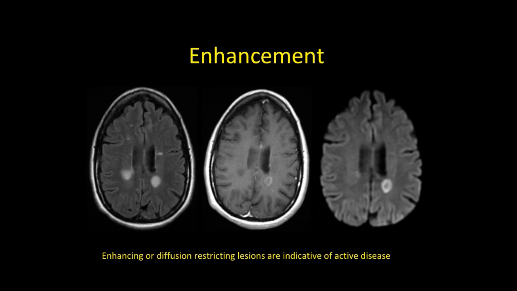Moving on to enhancement. So we know enhancing or diffusion restricting lesions are indicative of active disease. And in the FLAIR image on the left, there's several white matter lesions in this patient with MS. And then you could see one of the lesions is enhancing and diffusion restricting. So this would satisfy the McDonald criteria for different lesions in time.